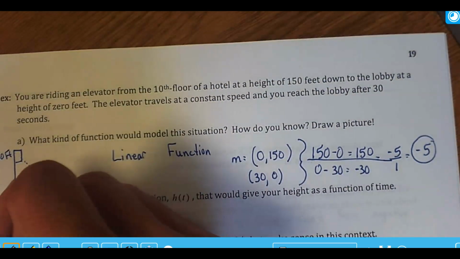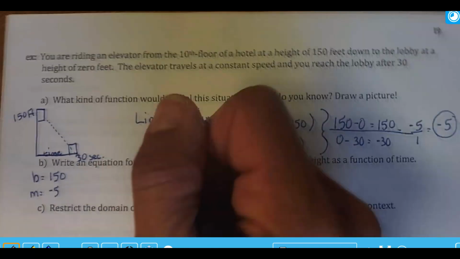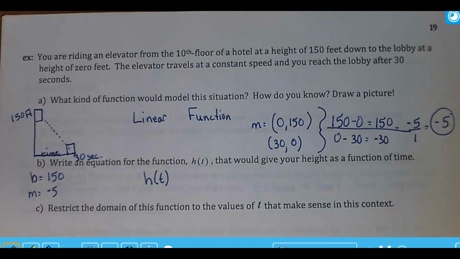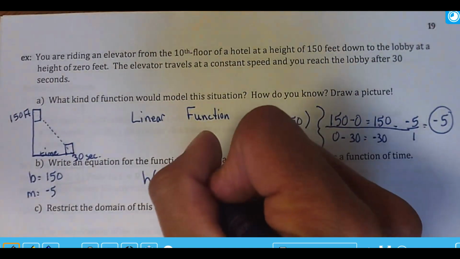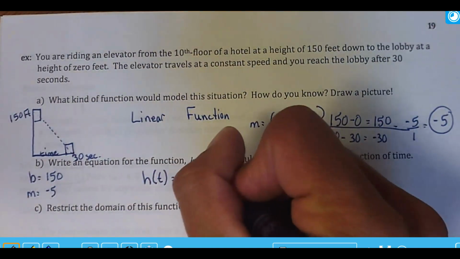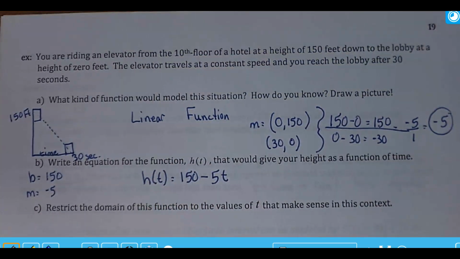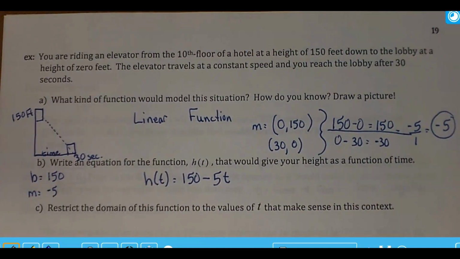All right, now that we have that, we're going to write our function. So the height as a function of time, because the height depends on the time, will be I start at 150 feet and then I decrease 5 feet every second. And that will be our function.